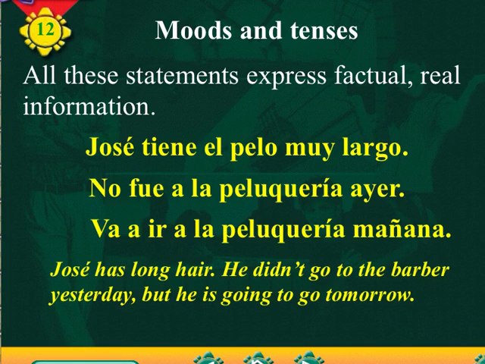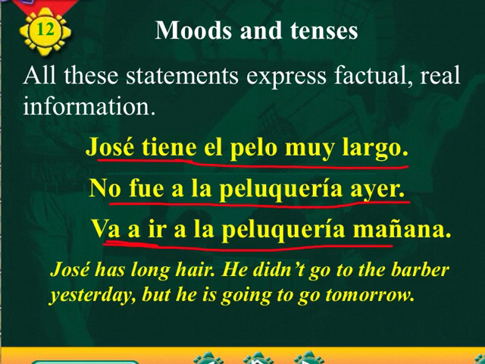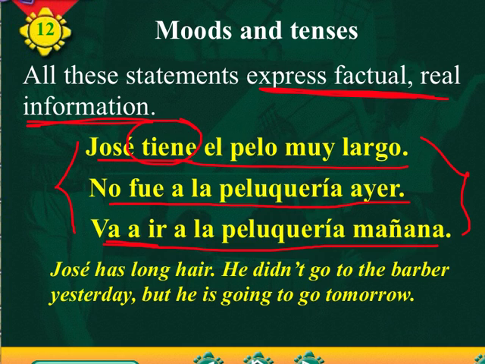For example, José tiene el pelo muy largo. He has very long hair. No fue a la peluquería ayer. He didn't go to the barbershop yesterday. Va a ir a la peluquería mañana. These are all considered indicative. And the reason why is because they express factual, real information. That's the mood. The tense is the present indicative, the preterite indicative, the present indicative. That's the mood, indicative, expressing factual, real information.